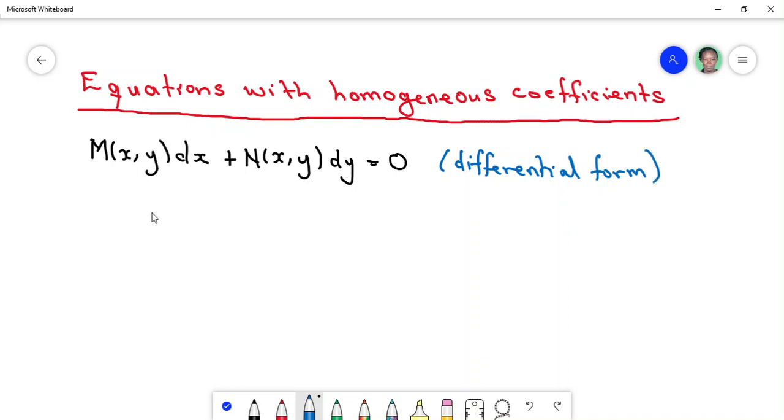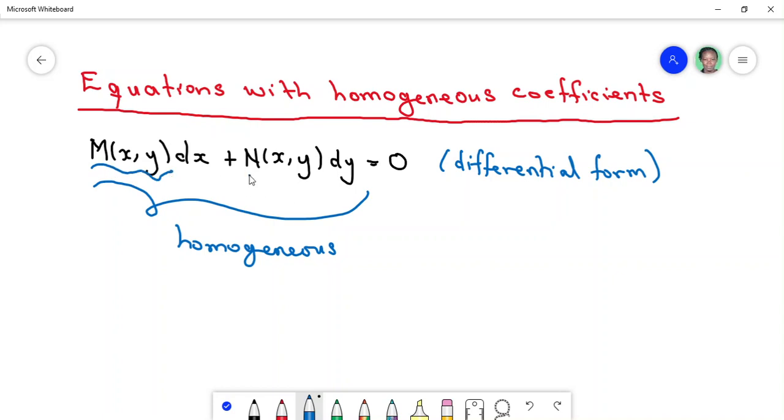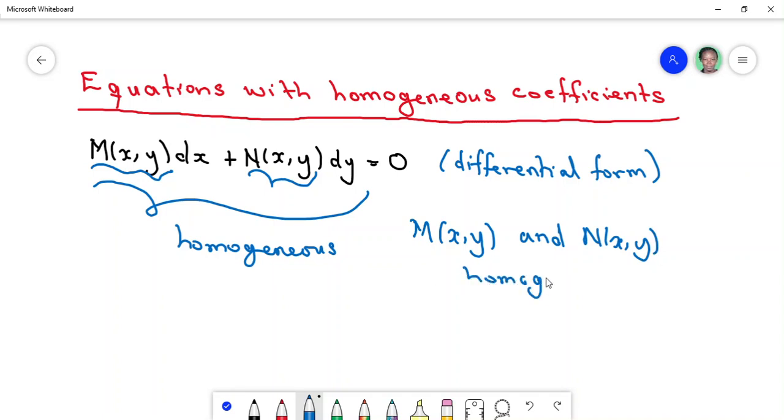And we are saying that this differential equation is homogeneous. So this becomes homogeneous if the functions, so these two functions, are also homogeneous. That is, if M of x, y and N of x, y are also homogeneous functions.